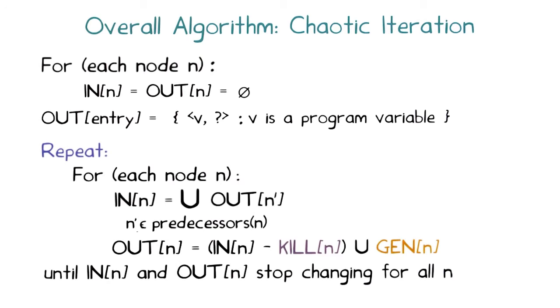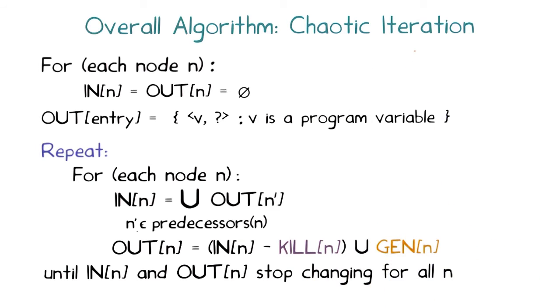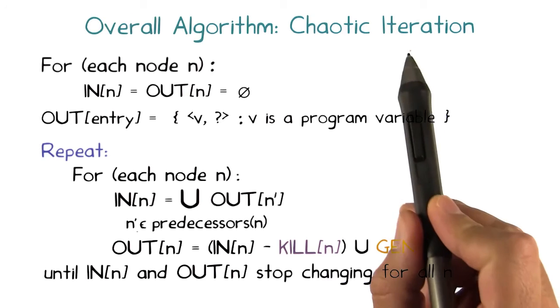The algorithm then performs its main task, from which it derives the name chaotic iteration algorithm. The name highlights two important properties of the algorithm. First, it is iterative.